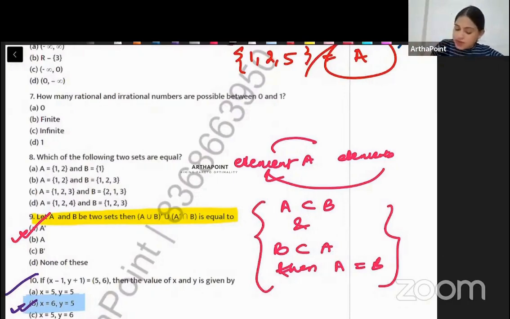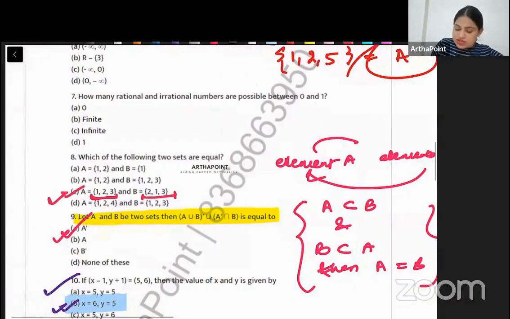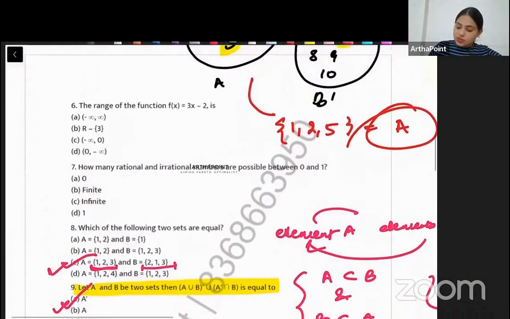ठीक है जी. So beta, equal sets कहाँ दिख रहे हैं हमें? This also has 1, 2, 3. This also has 1, 2, 3. So C is the correct answer to this question. These two are equal sets. Is this clear? Okay, beta, come to the next question.